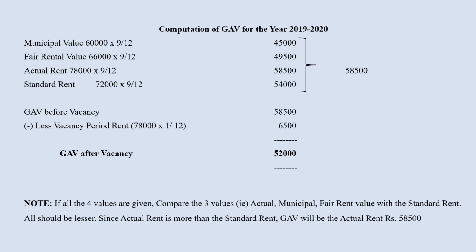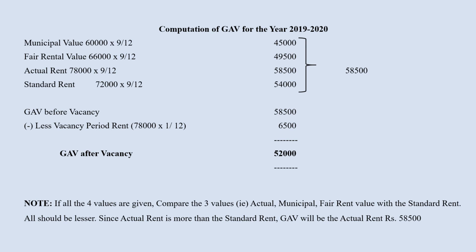So the actual rent for 1 month will be, for a year it is 78,000 into 1 by 12, will be 6,500 for a month. So only for that July month we are minusing it off. So when you minus it, you will get 52,000 as gross annual value after vacancy. So this is what you're supposed to do when vacancy period arises.